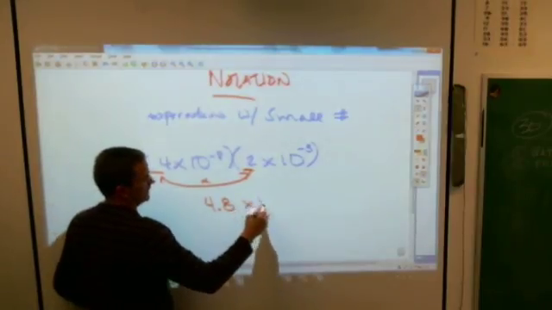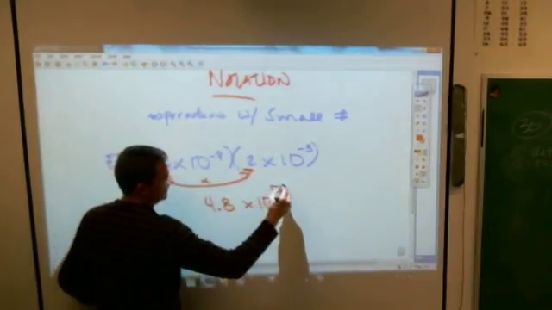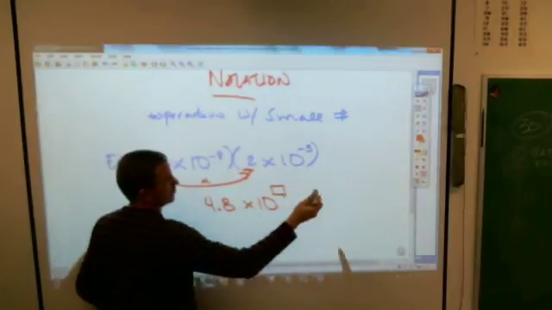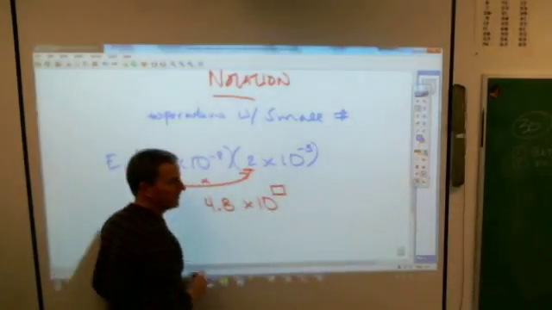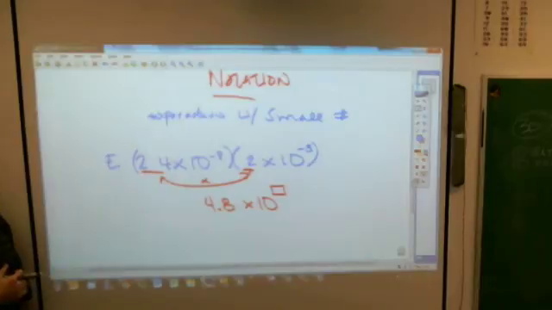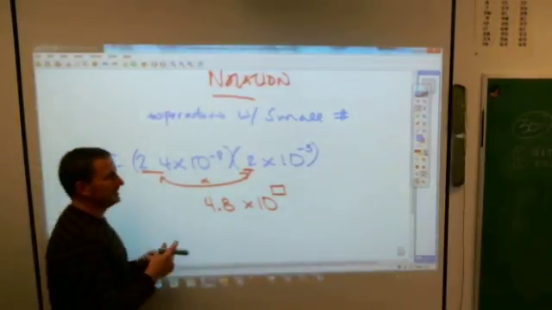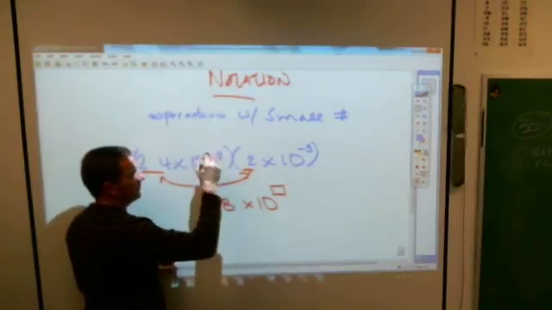I put times 10 in there, and then I need to figure out what is going to be my exponent of 10. What do we do when we multiply in scientific notation? What do you do to those exponents of 10? What do you do, Amelia? You add them together. So you have to think about this.